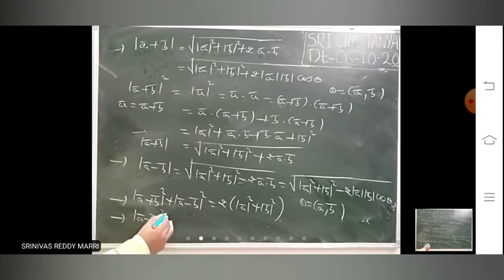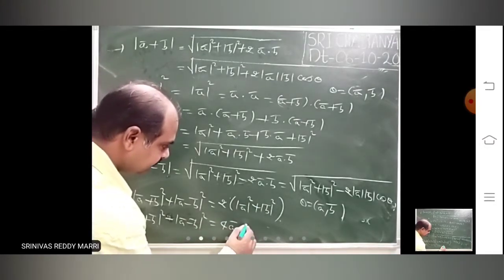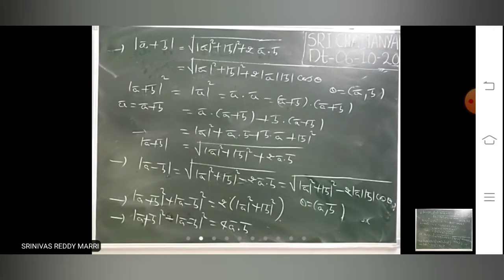Suppose modulus of a bar plus b bar whole square, minus modulus of a bar minus b bar whole square. This is nothing but 4 into a bar dot b bar. Whenever these terms come, directly you use that. Or otherwise, square that and add, then you will get the first result; square this and take the difference, then you will get 4 a bar dot b bar. So this is how to find the magnitude of sum and difference for two vectors.